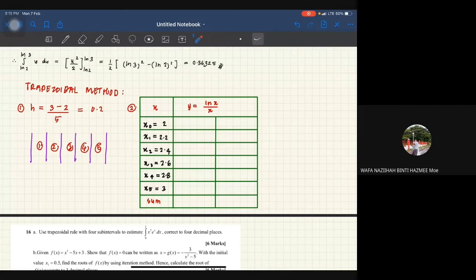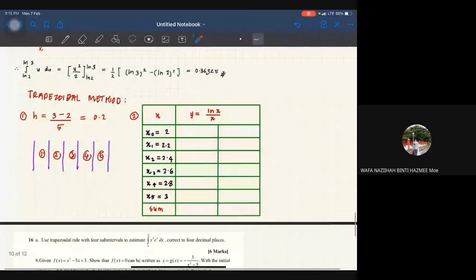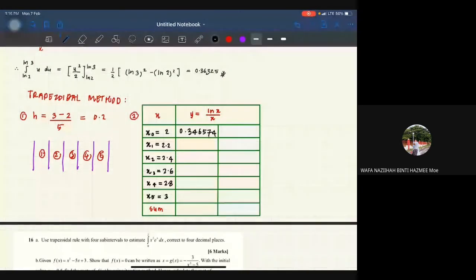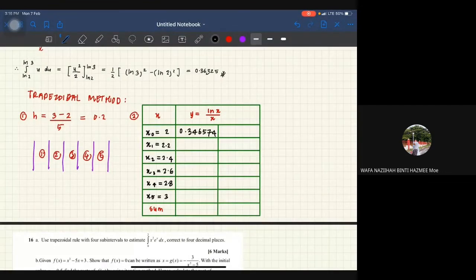Okay, so sekarang kita nak cari nilai Y kita. So how are we going to find Y? Simple sahaja. Kat sini ada X, sini ada X kan? Okay, so kita akan masukkan nilai X kita kat sini. Okay, so tekan kalkulator, ln 2/2, awak akan dapat 0.346574. Okay, so ini adalah nilai yang awak akan dapat. Okay, so ada tak yang guna calculator untuk this one? Maksudnya awak terus guna table. Cuba angkat tangan sikit nak tengok siapa guna calculator.